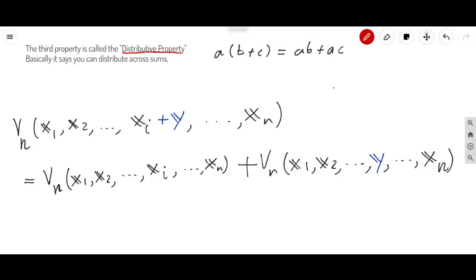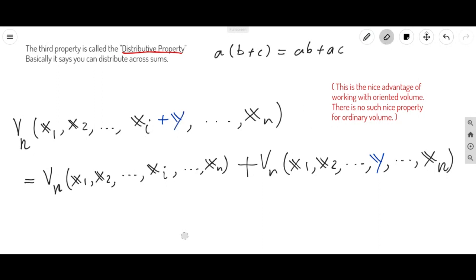And again, here's the nice thing. This is the nice advantage of working with oriented volume. There is no such nice property for ordinary volume. Oriented volume just works better. It's a very nice property that you can distribute it through.